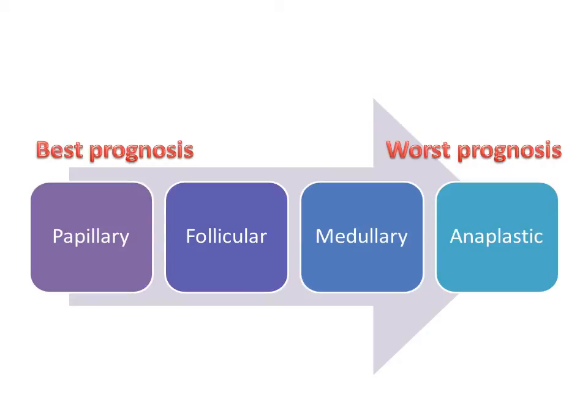So overall, from best prognostic variants to worst prognostic variants: papillary, followed by follicular, medullary, and the worst of all is the anaplastic.